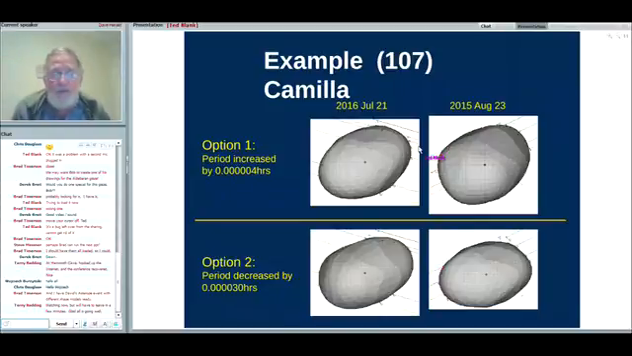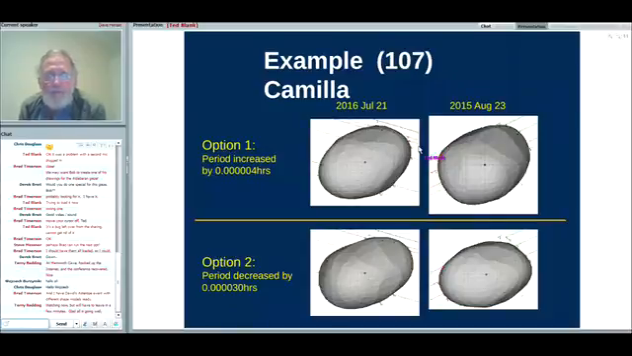Now here's an event which I've been looking at recently. It involves asteroid 107 Camilla, the 2016 July 21st event. This is data which hasn't come out generally, but it's stuff that Brad passed on to me the other day. The left-hand column is July 21st. The right-hand column is 2015 August 23rd.